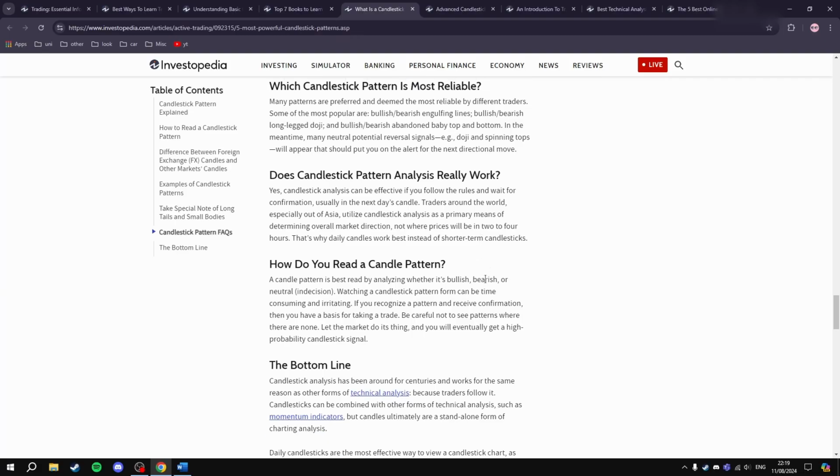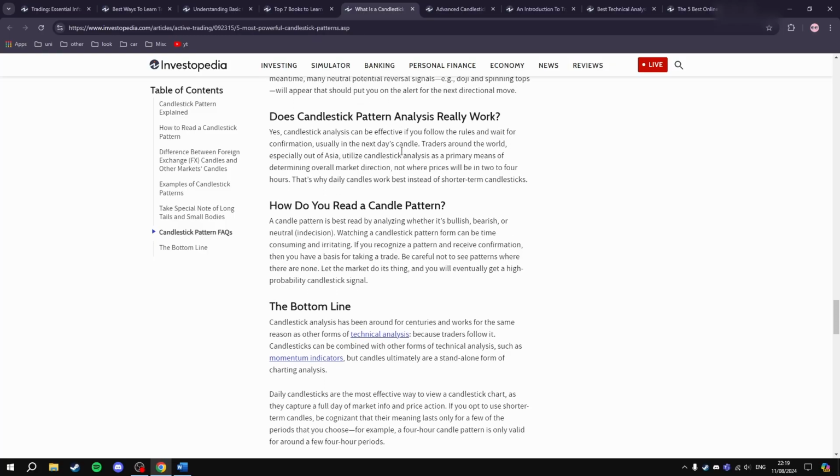Carrying on from that, which candlestick pattern is the most reliable? Many patterns are preferred and deemed the most reliable by different traders. Some of the most popular are bullish and bearish engulfing lines, bullish and bearish long-legged doji, and bullish and bearish abandoned baby top and bottom. In the meantime, many neutral potential reversal signals, e.g. doji and spinning tops, will appear that should put you on the alert for the next directional move.